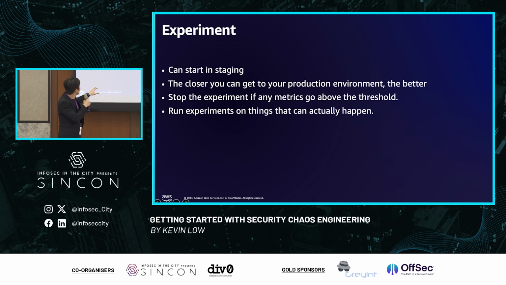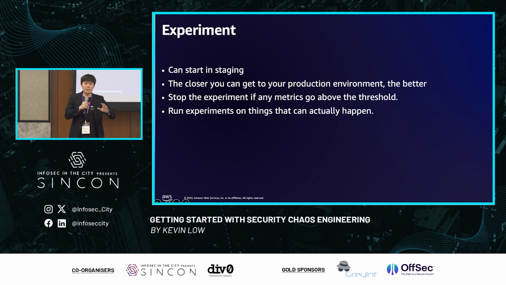So the important thing to remember is that you can start in staging, right? You don't have to start running experiments in production right away. It's actually really helpful to begin running in staging, building that confidence to run chaos experiments, and also demonstrating the value of your work to your bosses. And that helps you earn trust with the rest of your organization.